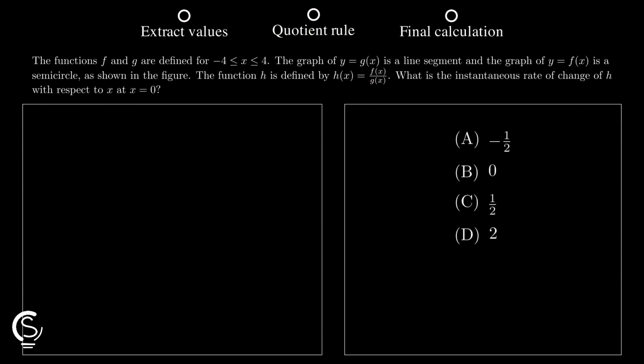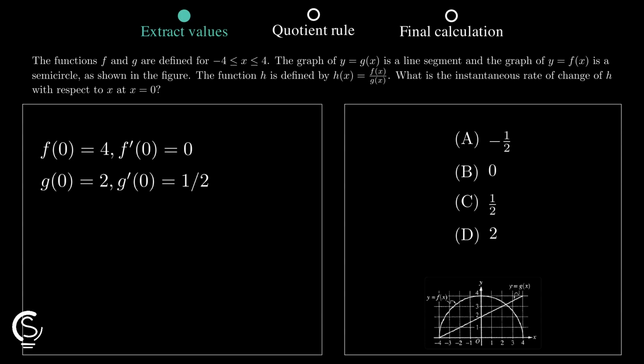First, observe the graph at x equals 0. The semicircle f has a peak at 4, so f of 0 is 4 and f prime is 0. The line g is 2.